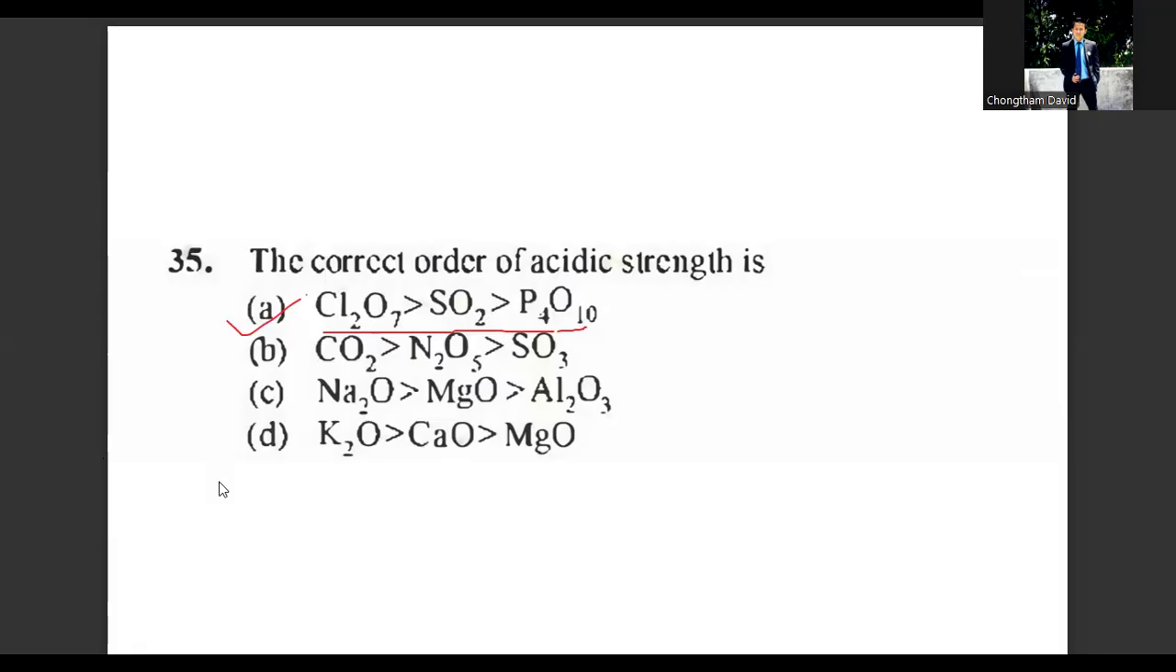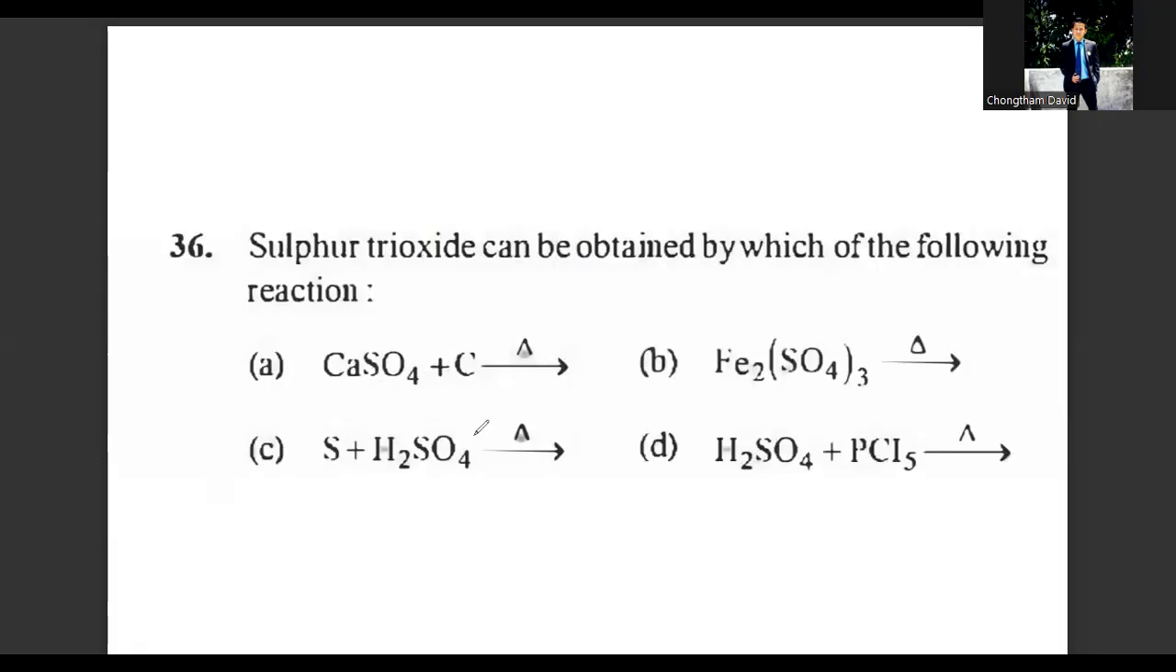Question number 36. Sulfur trioxide can be obtained by which of the following reactions? It can be obtained by heating, or thermal decomposition, of ferric sulfate. It dissociates and gives ferric oxide and sulfur trioxide gas, right? So 36 would be B. Moving on to the next important question, 37.